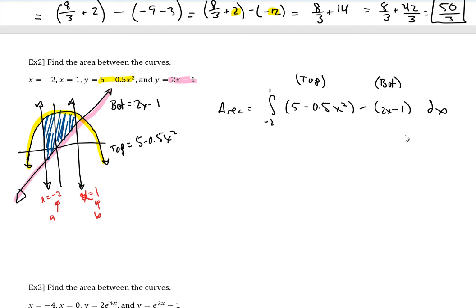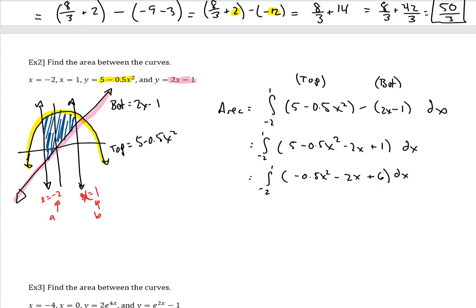Okay, and now usually it takes one step to simplify. So from -2 to 1, and then let's distribute that negative. So we'll have 5 minus 0.5x squared, and then minus 2x plus 1, and then the dx is attached. It looks like I can combine one term, and I'll put it in descending order as well. So from -2 to 1, -0.5x squared minus 2x. And then 5 plus 1 is 6, so plus 6. Okay, so that was just simplifying.